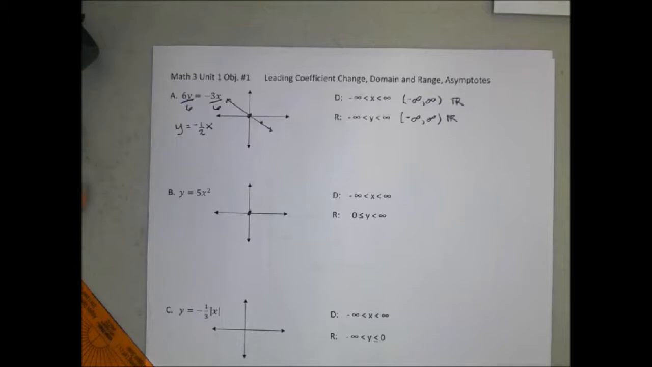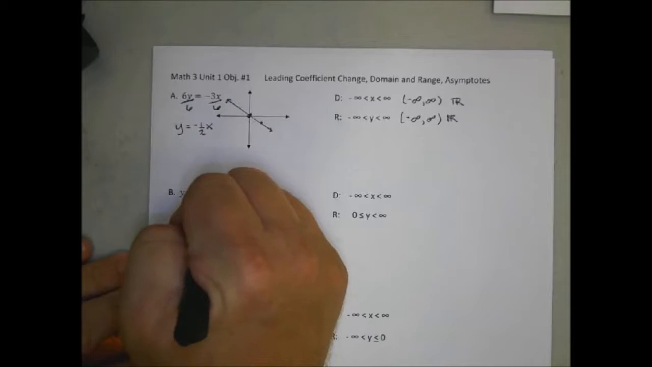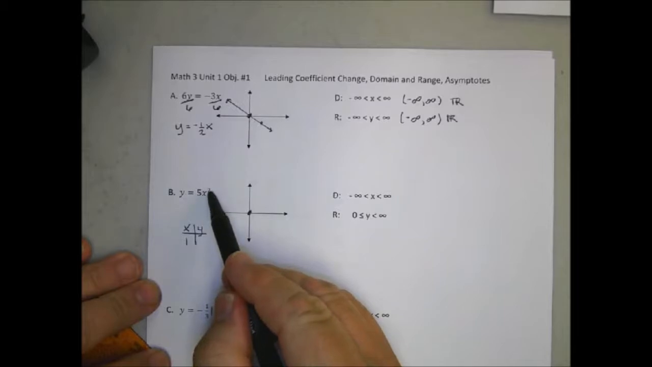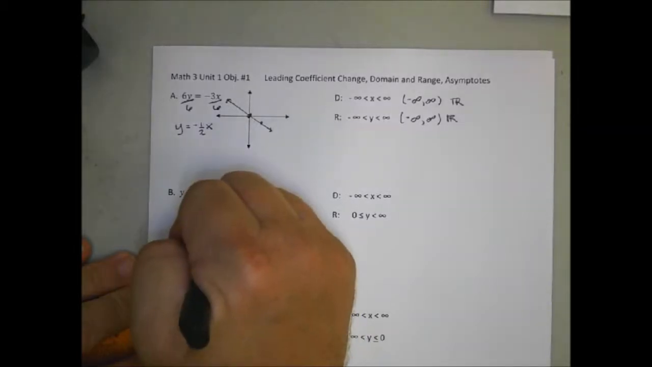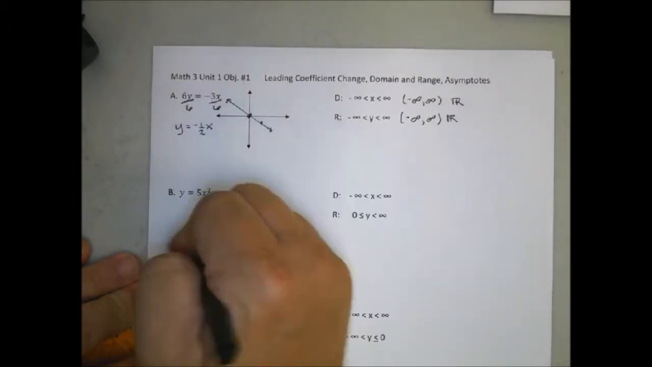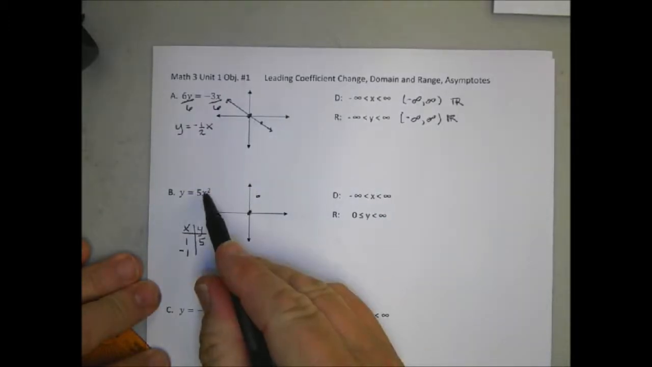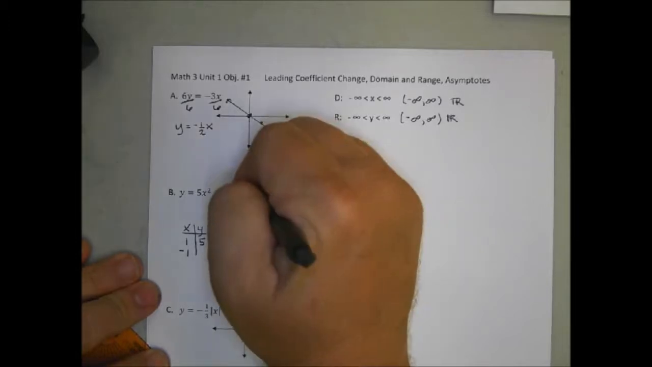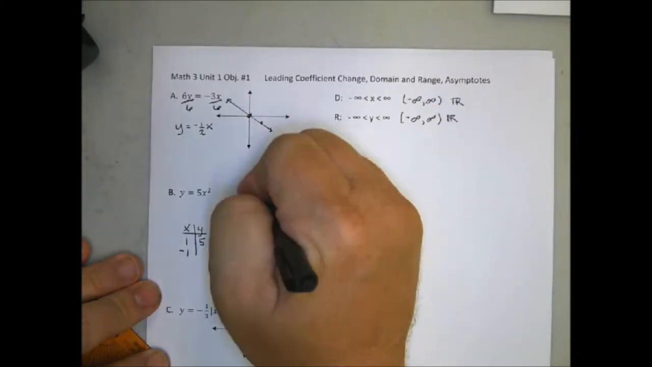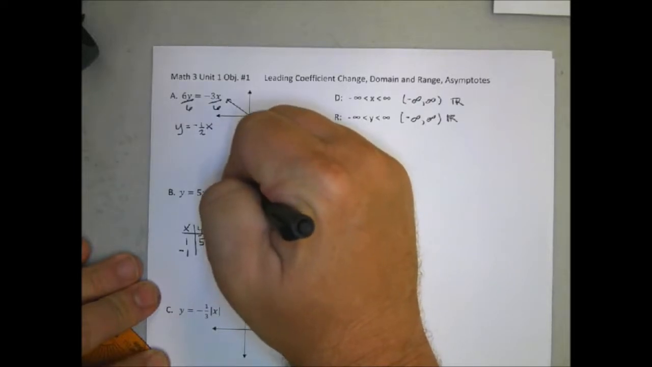But you might want to know, what does that 5 do? That's where a little XY table would help you out. When x is 1, 1 squared is 1, and then times 5 is 5. So my next key point would be 1, 5, right up here. And if I did -1, I would also get +5 because -1 squared is 1, and then multiplied by 5 is 5. So got that going. And this is a parabola, so it's going to kind of look like that.